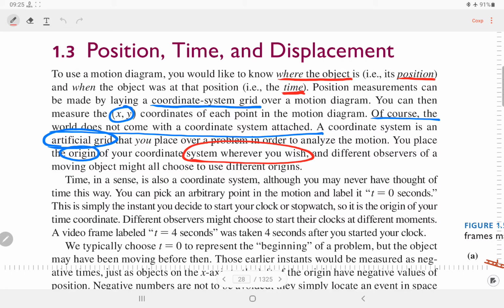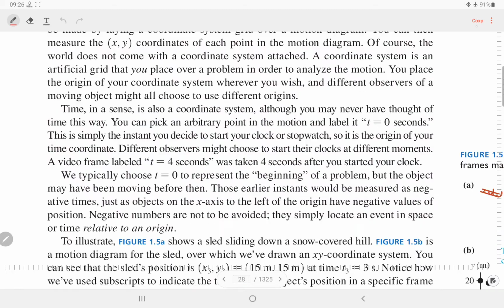The important thing, in order to describe position, which means location, is that it's better to use an XY coordinate system, and it's totally up to you where to start this coordinate system. The starting point, we call it origin. Yes, x equal to 0, y equal to 0. We call it origin.